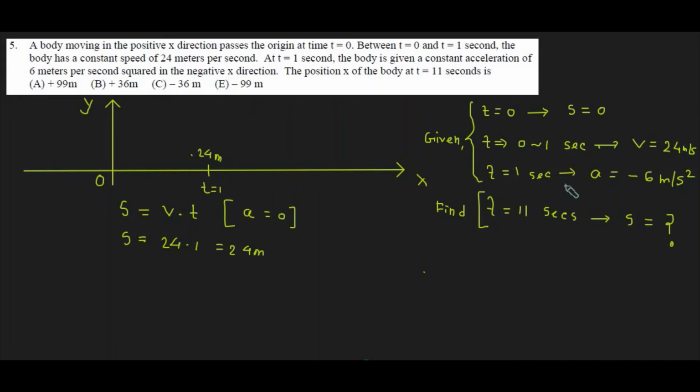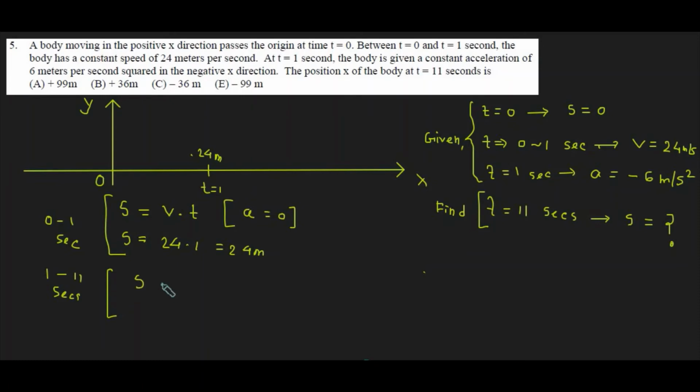Now at this position, it has started accelerating with -6 meter per second square, and the total time is t equal to 11 seconds. Already it has traveled 1 second, that means the remaining 10 seconds it has to travel. For this remaining 10 seconds, what would be its final position, that I am trying to find out. So this is for 0 to 1 second. Now I am trying to find out between 1 to 11 seconds what would be its position.